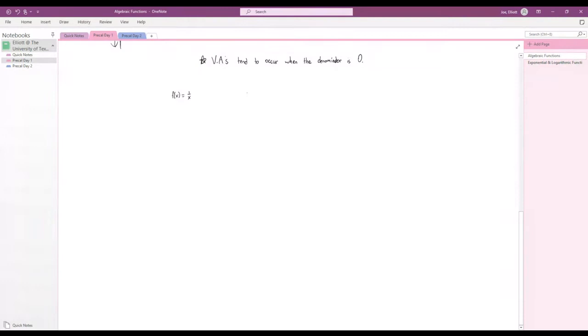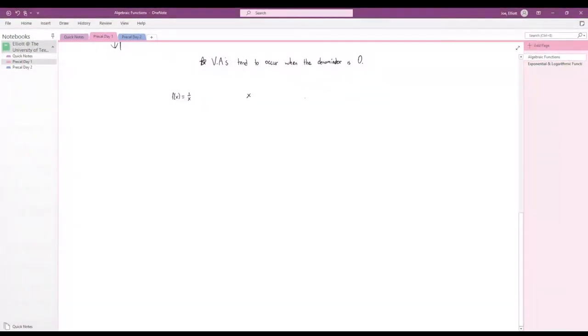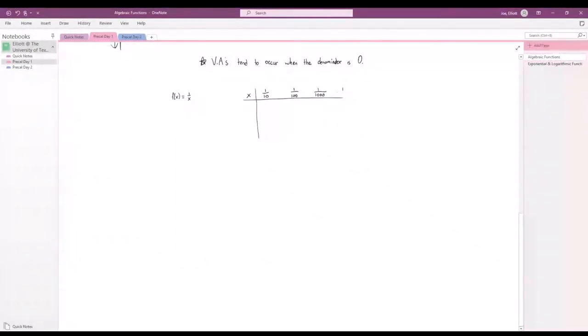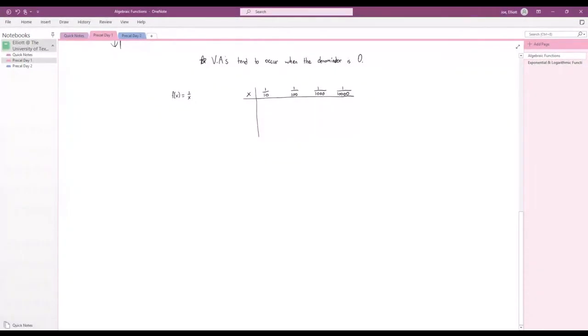So maybe what I'll do is tabulate some values. I'm going to choose some small values of x, which are not 0, but close to 0. So maybe I'll start with 1/10, 100th, 1,000th, and so forth. So here I have some values of x which are really close to 0, but not quite equal to 0. I think that's where limits would come in, right? That's true, yeah, okay, good.